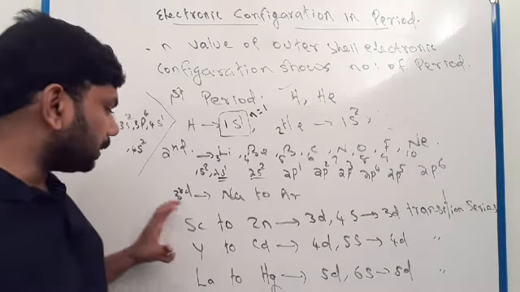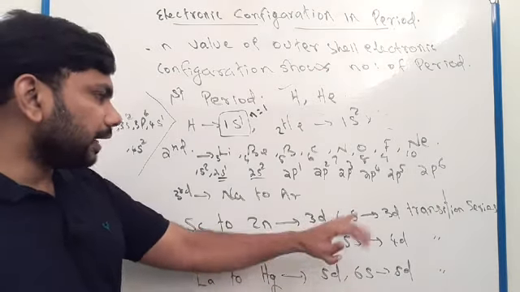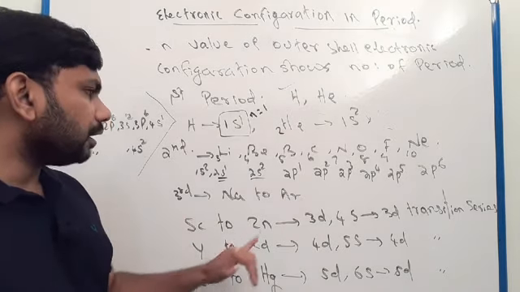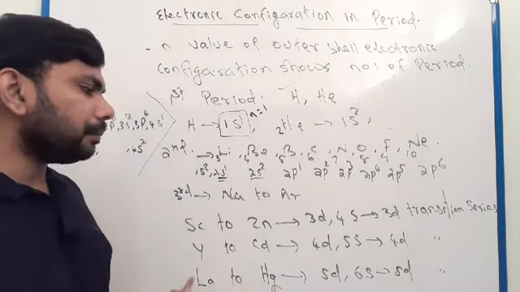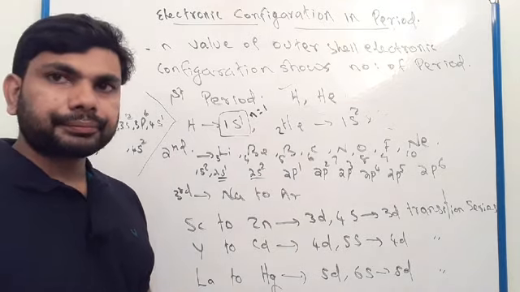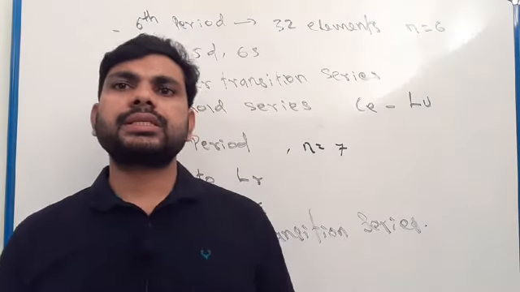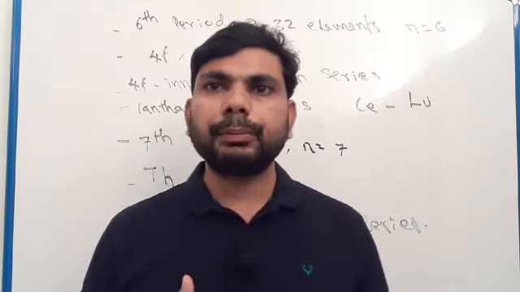So remember these elements and series: 3d series scandium to zinc, 4d series yttrium to cadmium, 5d series lanthanum to mercury. Clear?